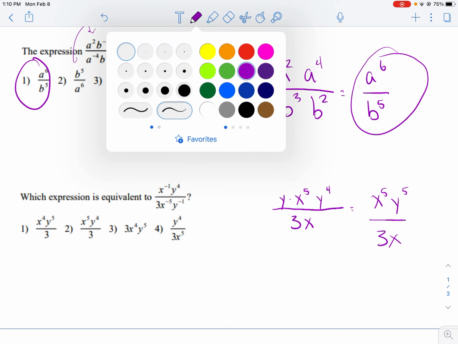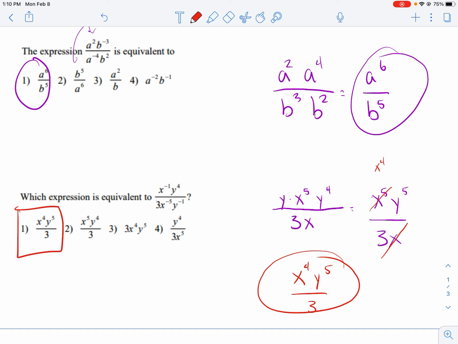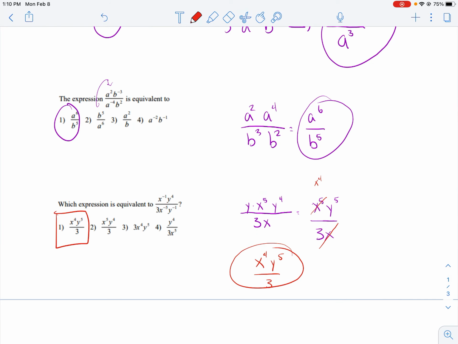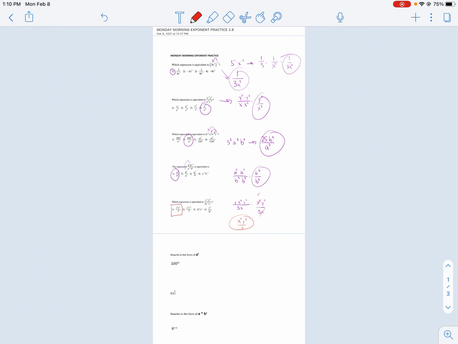But if you thought you were done, you were wrong, because we got one more cancellation there. Okay, so our answer is going to be x to the fourth, y to the fifth, all over 3. And do we have that answer? We sure do. So those are our answers for the first 5: 1, 4, 2, 1, 1.